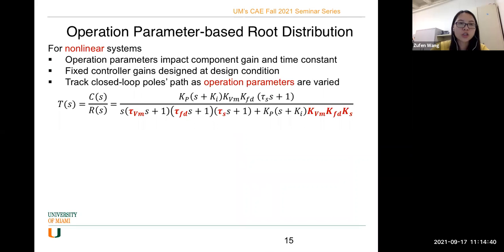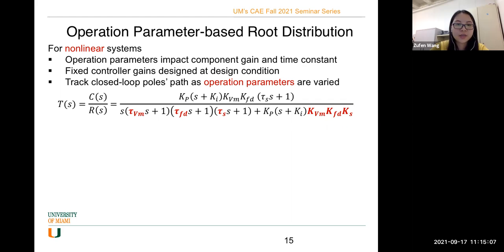But our control systems at the air handling unit are nonlinear systems. Its operation parameters can impact its component gain and time constant, while it has fixed controller gains designed at design condition. So we propose an operation parameter-based distribution to check closed loop poles paths as operation parameters are varied.